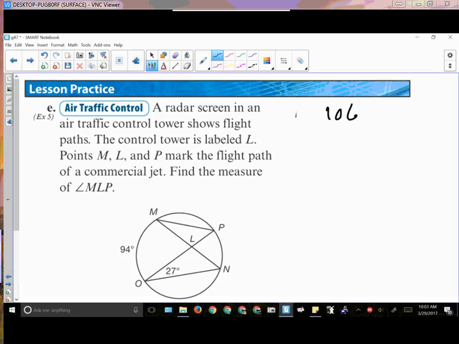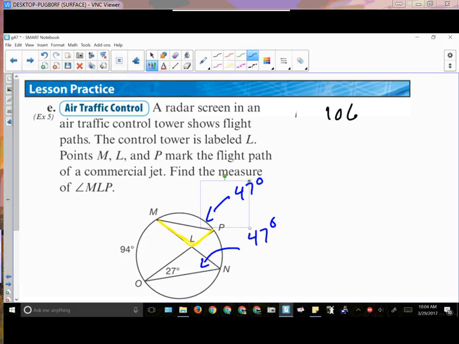Now it says a radar screen at the air traffic control tower shows flight paths. Again, we've got pretty much the same thing. They want us to find the measure of angle MLP. As I go through and do this, I see that I got a 94 over here, so that creates that angle over here as what? What's half of 94? 47. So that's got to be 47 degrees there. Likewise, that would also be 47 degrees up over here, which is the same thing. Really wouldn't matter all that much, would it?